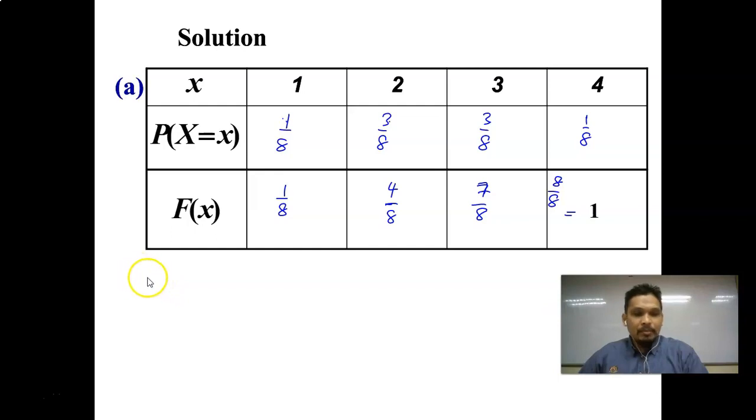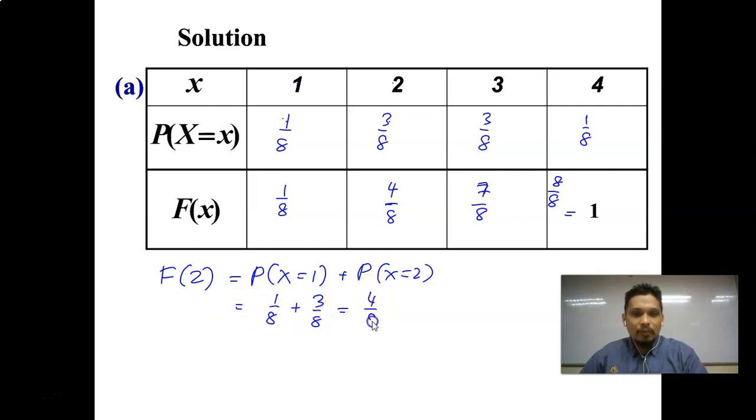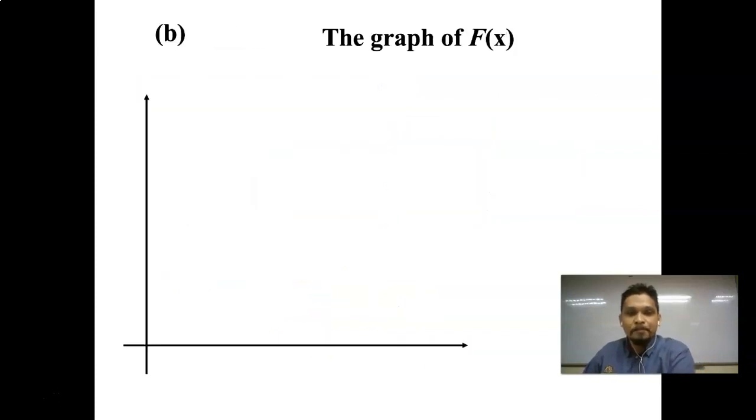Now the median. F2 means the probability of x from the beginning, x equal to 1, until x equal to 2. So x equal to 1 plus x equal to 2: 1 over 8 plus 3 over 8 equal to 4 over 8, or 1 over 2. So the median is x equal to 2 here. Next, the graph.